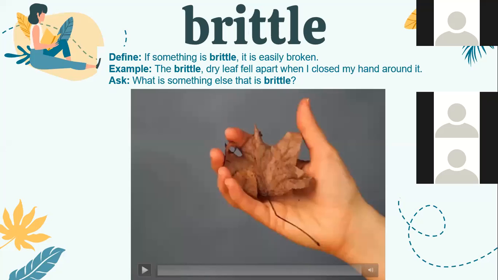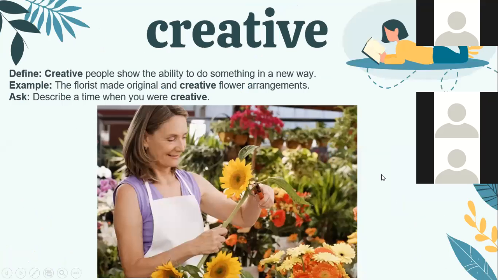Noor, I want another example of something else that is brittle other than the dry leaf. Brittle, something that can break easily. The glass, excellent. The glass can break easily if you throw it down. Thank you, Noor. Lana, now read.